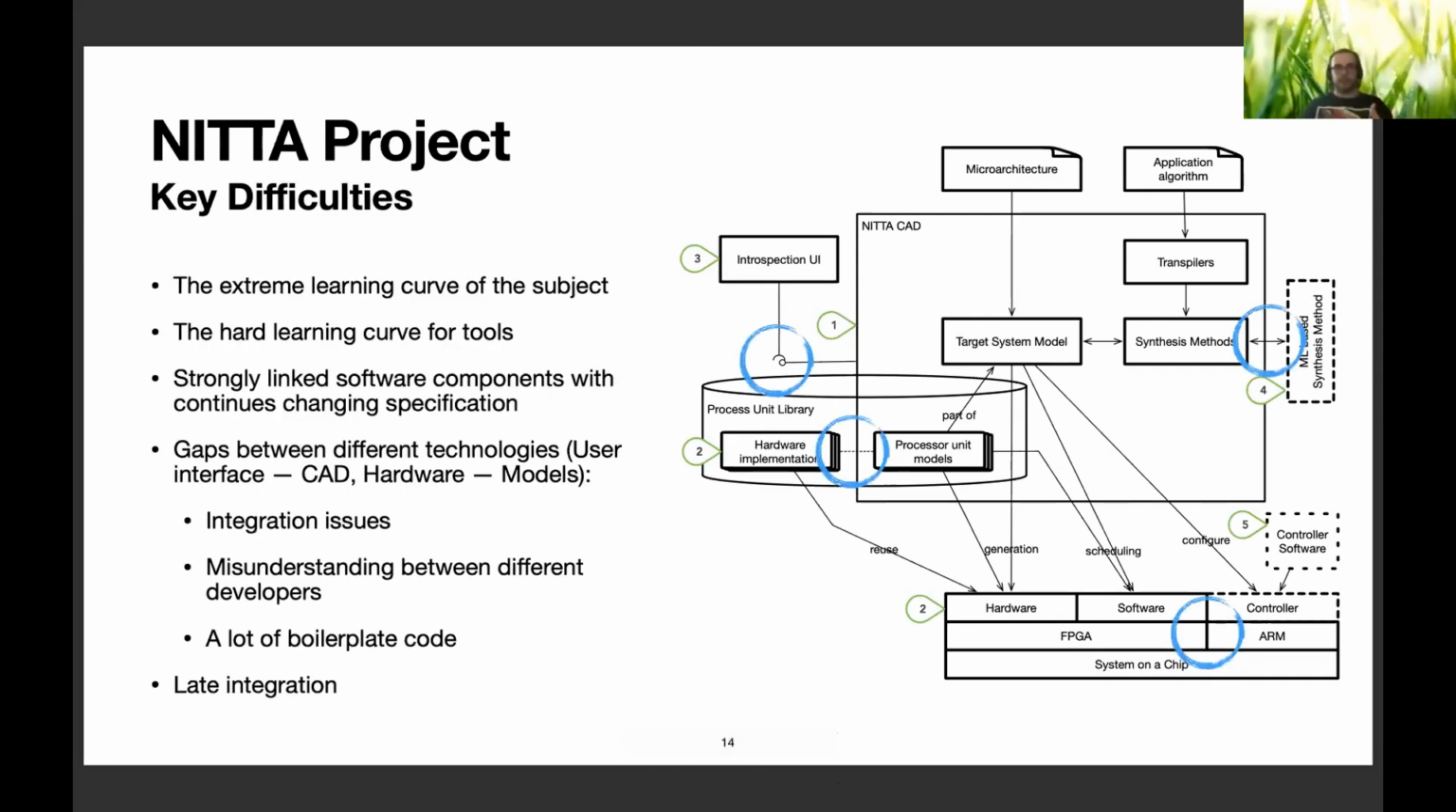Okay, and here are some key difficulties of verification of the NITTA project, or the project itself. The first is its extreme learning curve of the subject, because to fully understand the project, or for example, only one process unit, the participants should know digital schematic design and how it works, should know the Haskell programming language, should understand how the synthesis process works, should understand how hardware can work, should deeply understand the NITTA architecture, how it works on different levels of operational process organization: at compile time, at scheduling, at the target system utilization stage.